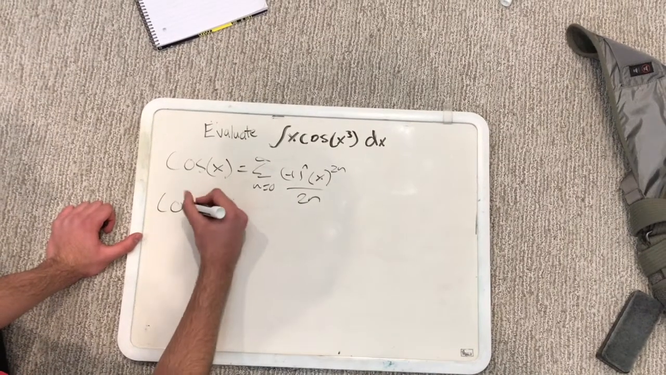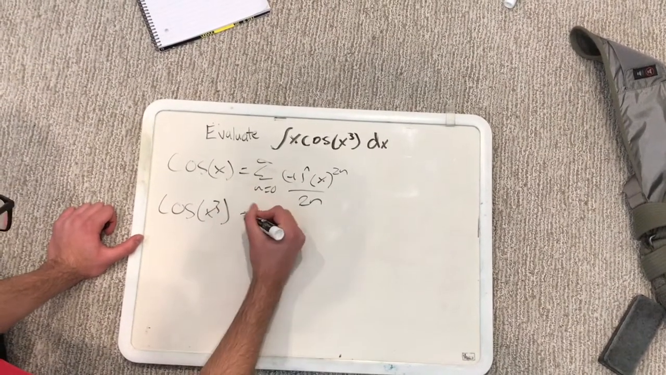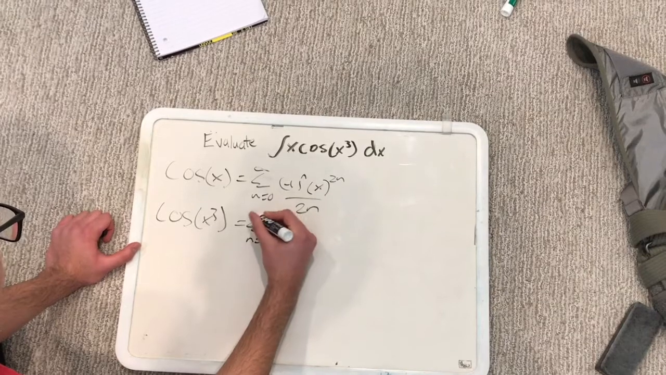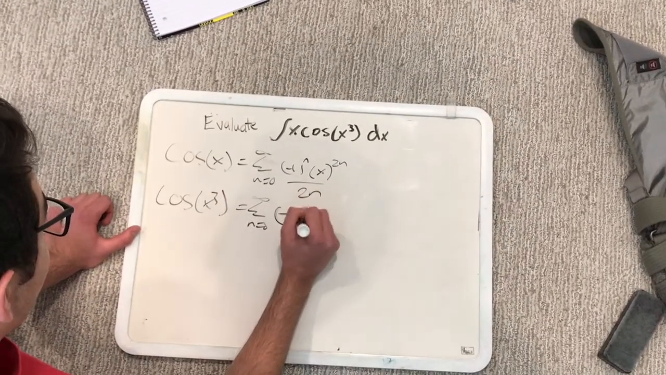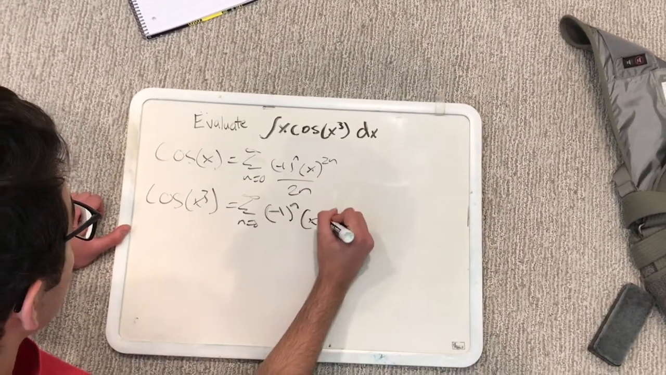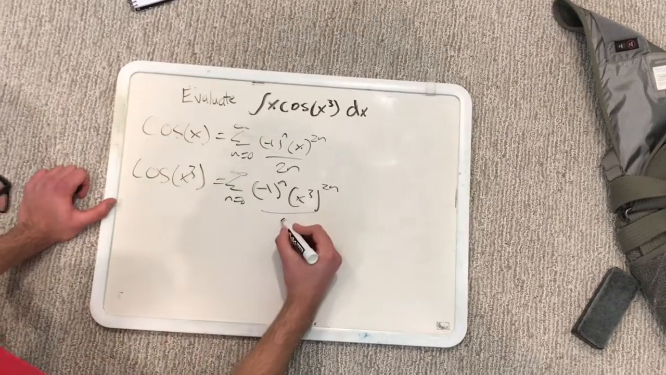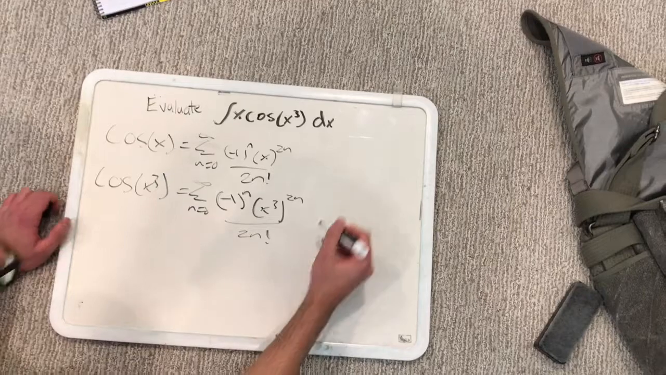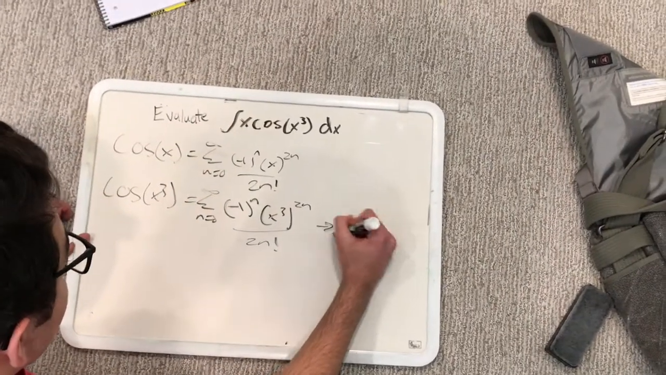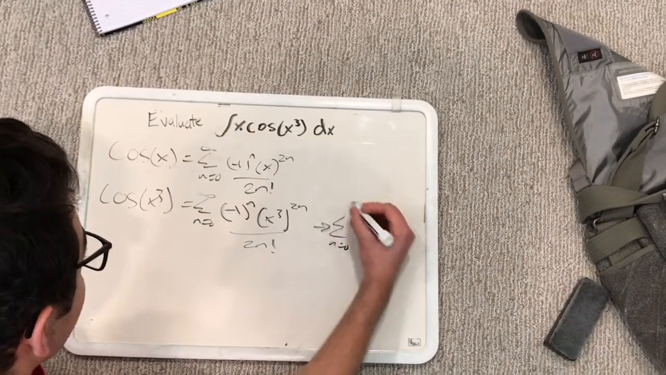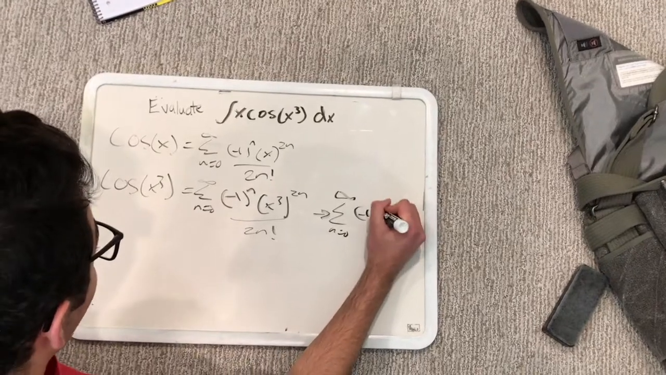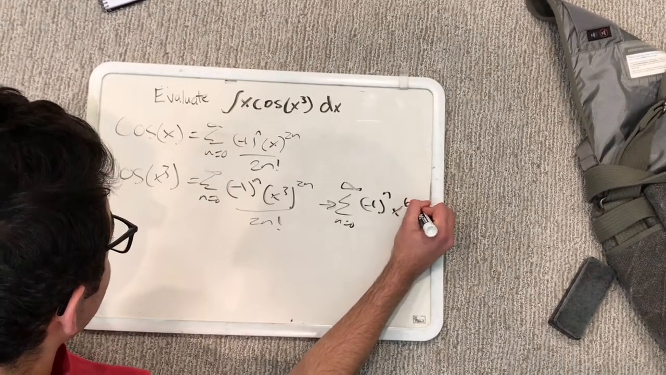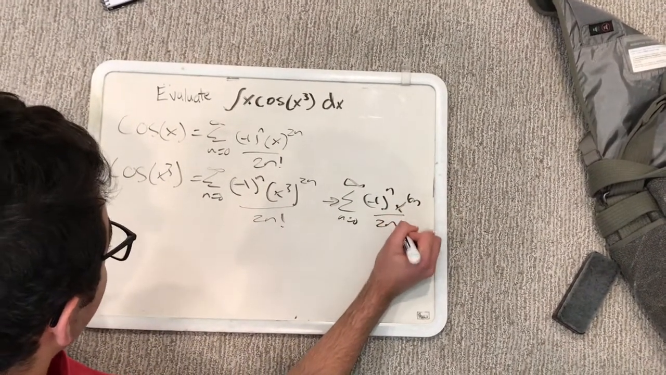So you're going to get that cosine of x cubed is going to equal the summation from n equals 0 to infinity of negative 1 to the n times x cubed to the 2n over 2n factorial. Then we're going to have to simplify this a little bit more, and it's going to be the summation from n equals 0 to infinity of negative 1 to the n, x to the 6n over 2n factorial.